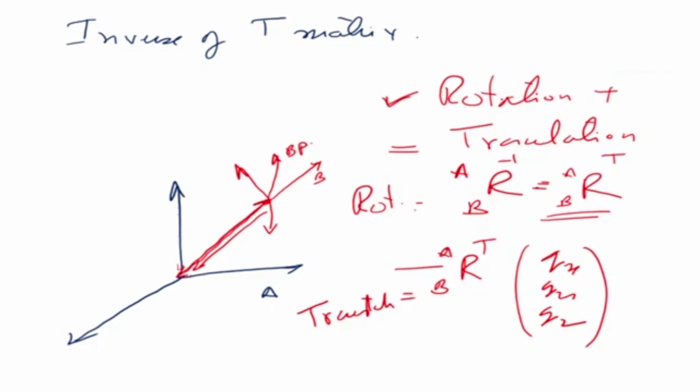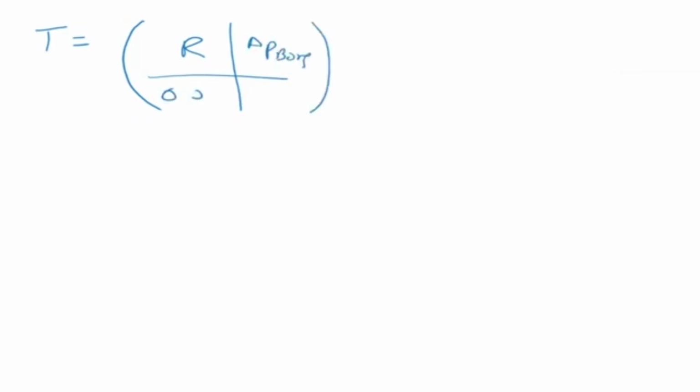So the T matrix is equal to the rotation matrix and APB ORG. This row is 0, 0, 0 always, and this is 1. This was the structure of the matrix. Now if I want to find T inverse, I take the rotation, and my inverse means transpose.